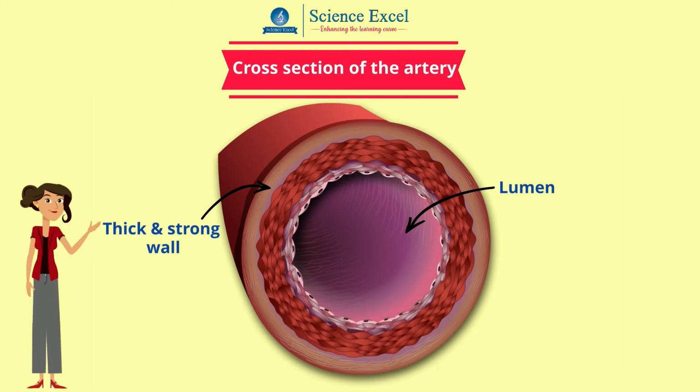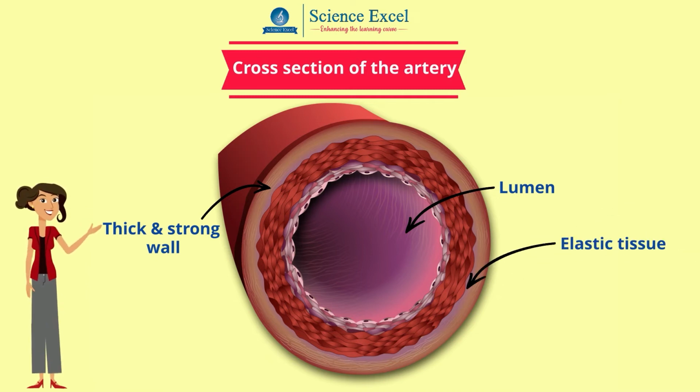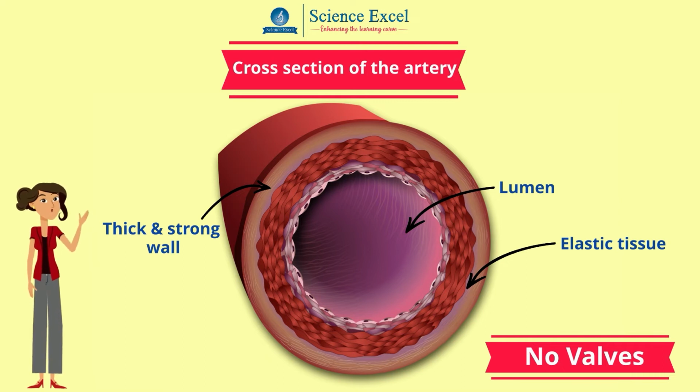The blood flow through the arteries is not smooth due to the pulsing effect introduced as the ventricles contract and relax. This causes the arteries to have elastic tissue in their walls, which can stretch and recoil with the force of the blood. This helps to make the flow of blood smoother. Arteries have no valves because the force of the heartbeat keeps blood flowing in only one direction.